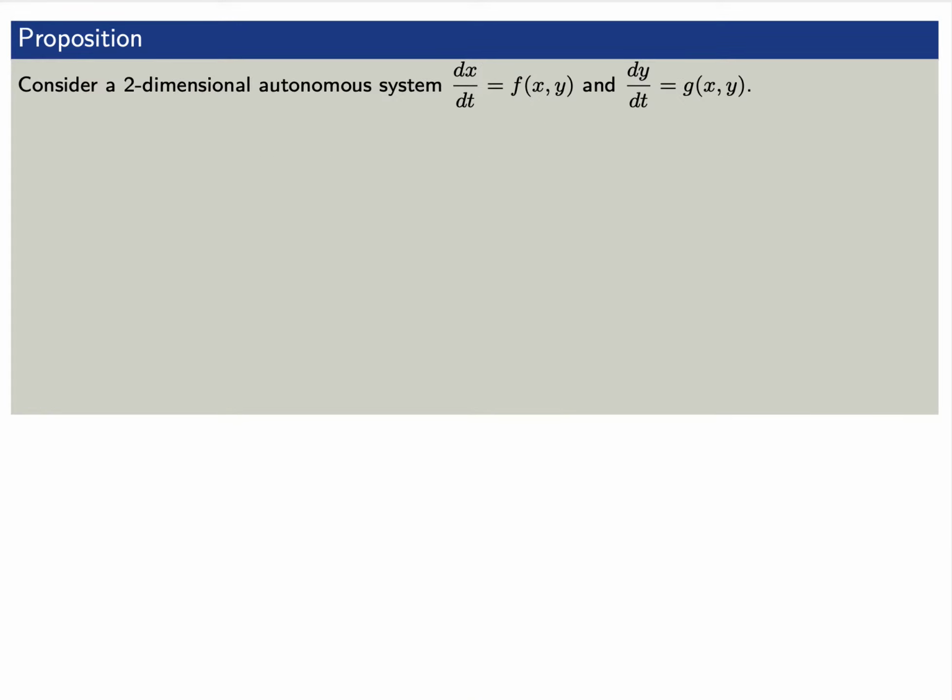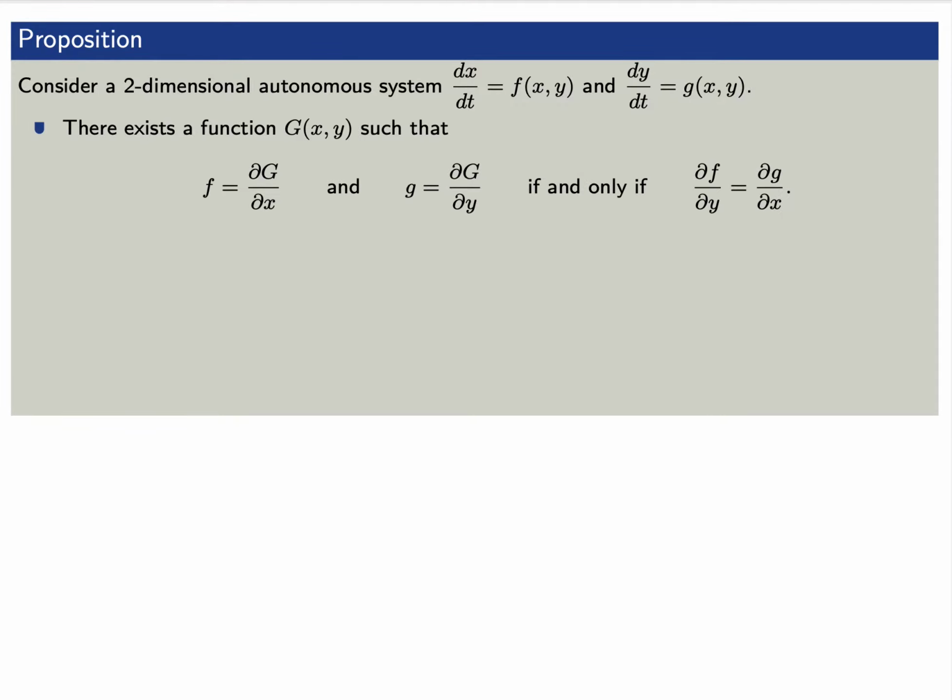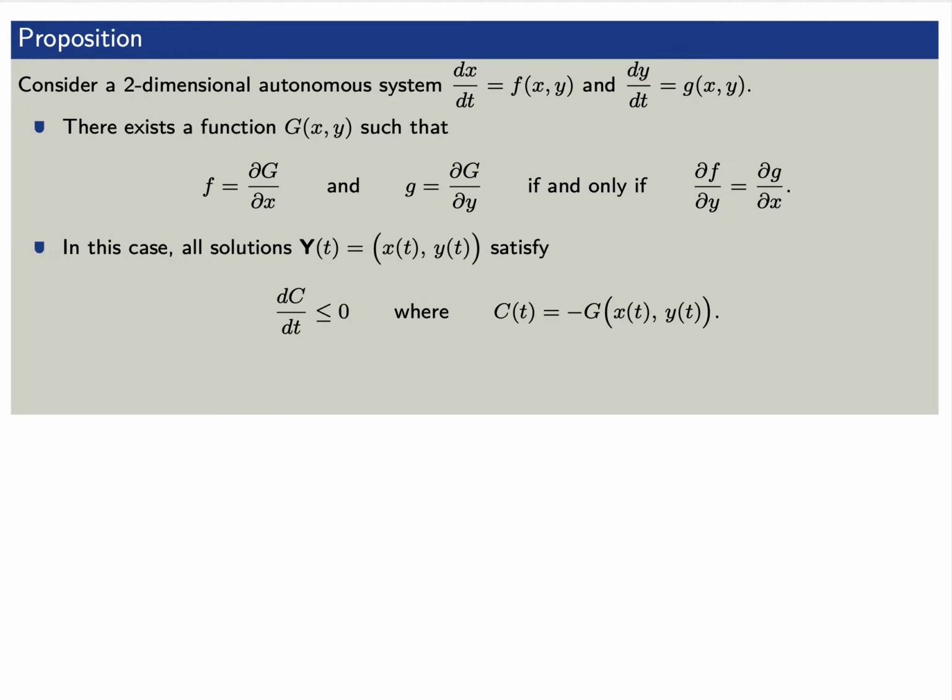We'd like to see if this follows a more general phenomenon. Let's consider a two-dimensional autonomous system of the form dx/dt is f of x,y and dy/dt equals g of x,y. First, there exists a function G of x,y such that f is the partial of capital G with respect to x, and lowercase g is the partial of capital G with respect to y, if and only if the partial of f with respect to y equals the partial of lowercase g with respect to x.